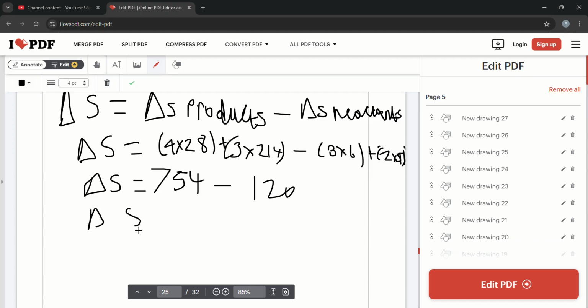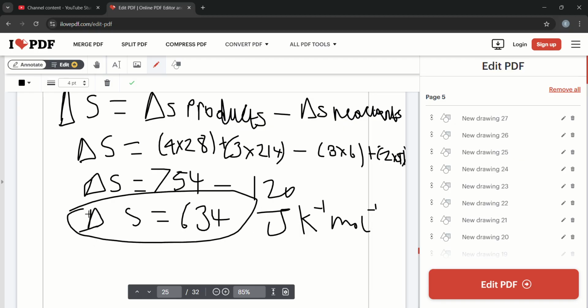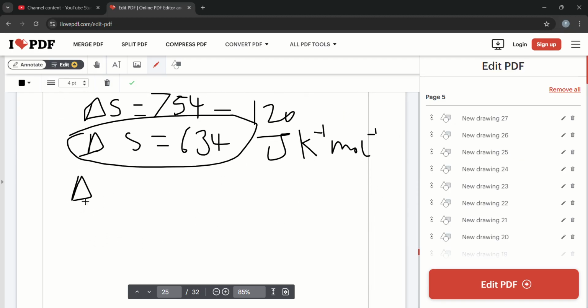Entropy change equals 754 minus 120, 634. And remember the units: joules, K to the power minus 1, mole to the power minus 1. So that's that. Now we need to work out delta H.